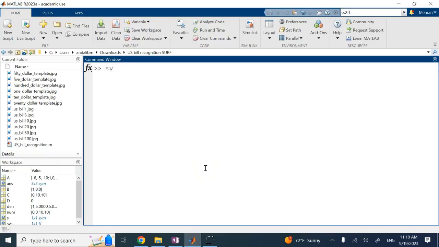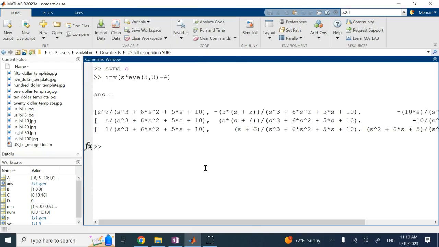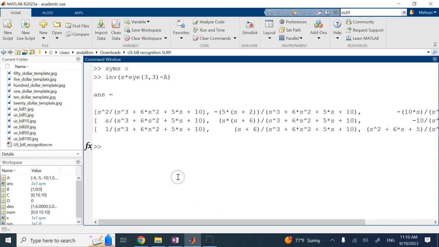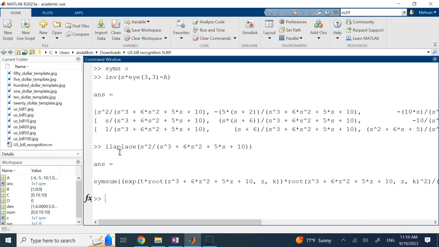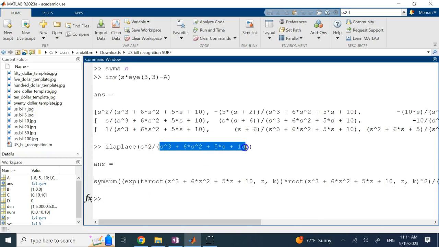So if you define s in MATLAB as symbolic, and then get the inverse of sI minus A, it is going to give you basically this. And now you need to find the Laplace inverse of these elements. So let's see if MATLAB can do that for this one. Okay, now you see MATLAB cannot do an amazing job on that, unfortunately, and probably the reason is that two of these roots are complex numbers.